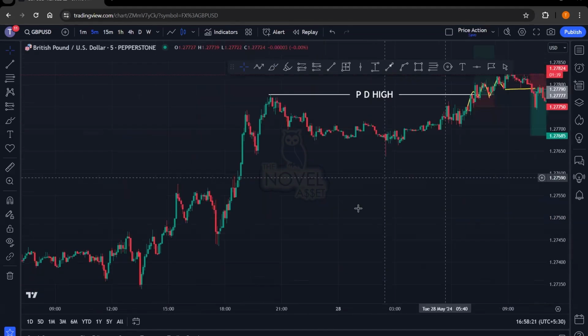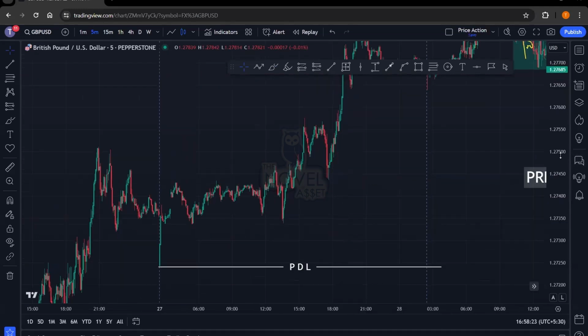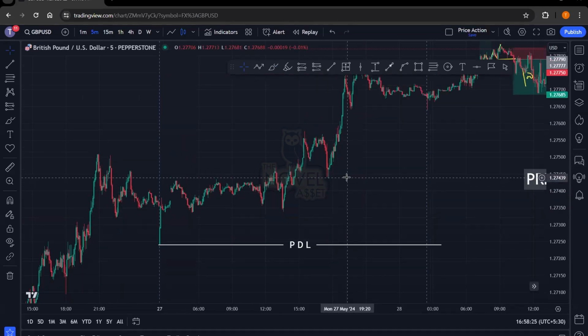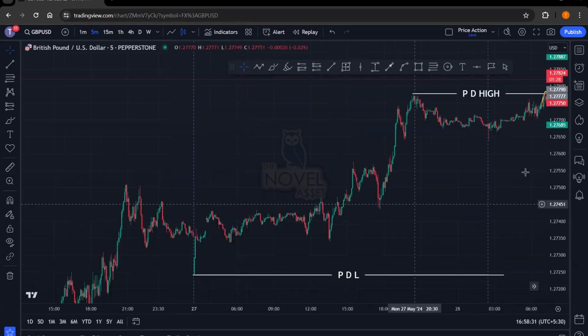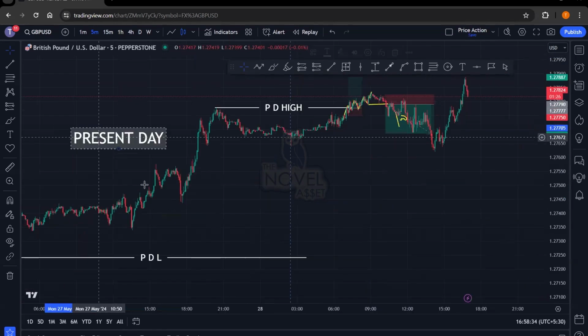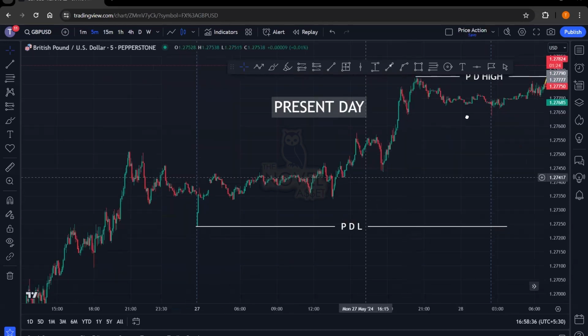Now let's do some backtesting of the previous day as well. Now let's come back to this trade as well. Now what is happening over here and how we can trade in the market, how you're going to take advantage of the previous day high or low. Now let's say the present day is over here rather than over there. The present day is over here, and you need to do what?